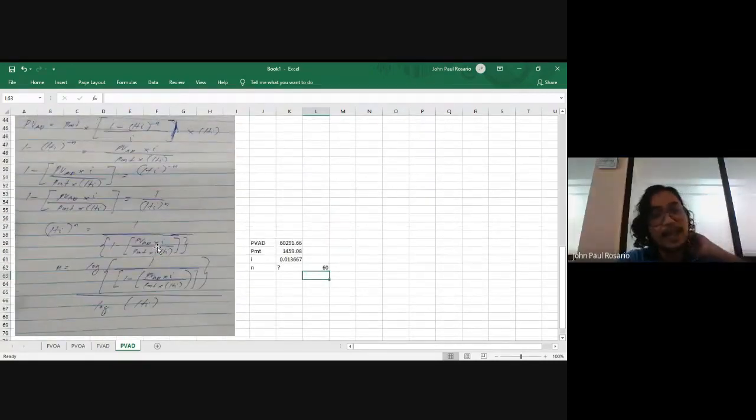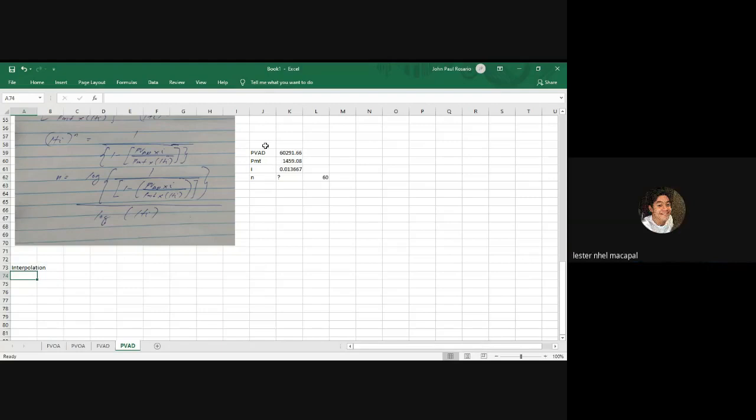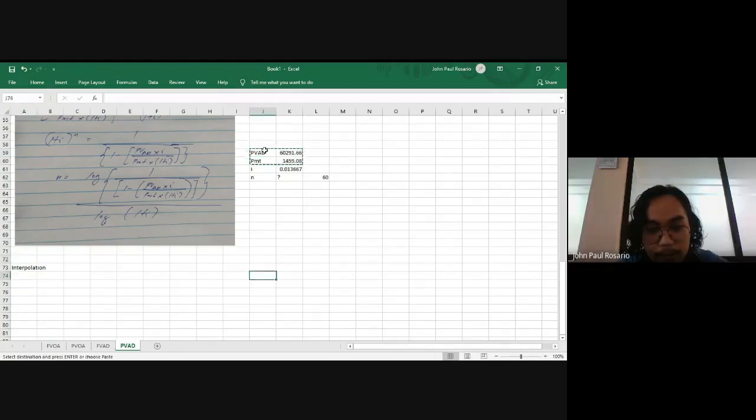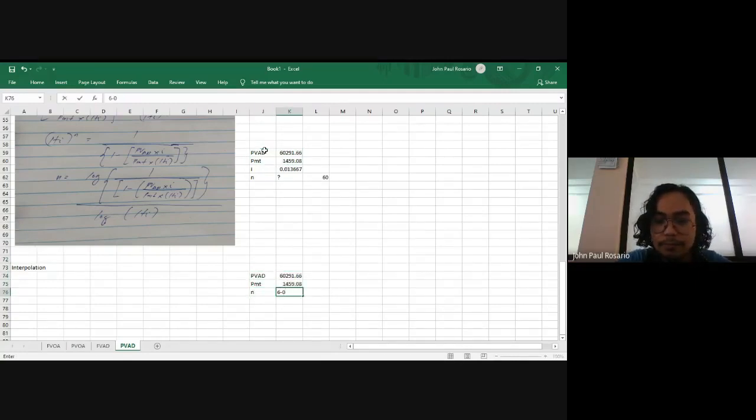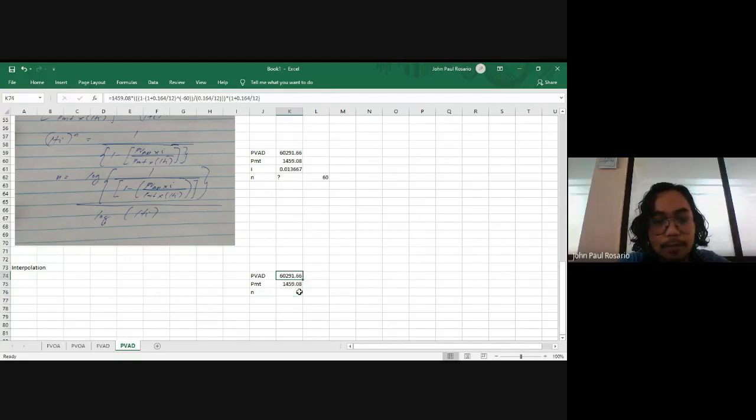Now, the thing is, what if si I na ang pangutana? So, same with FVAD, the only thing that we can do is to interpolate. Interpolation. So, we will still use our high-low method. So, muna atong information. And then our N is 60. This is good. Okay. So, let's start at 10%. 0.10.